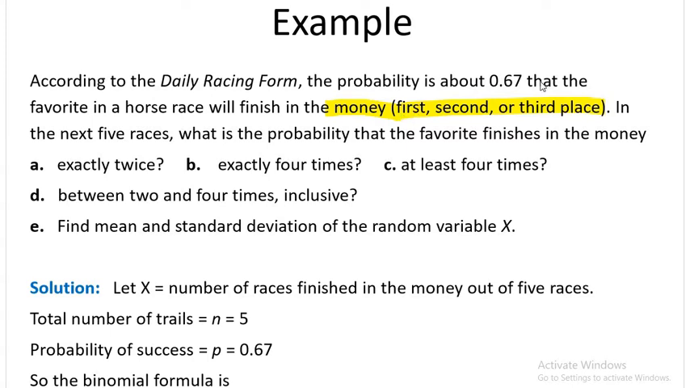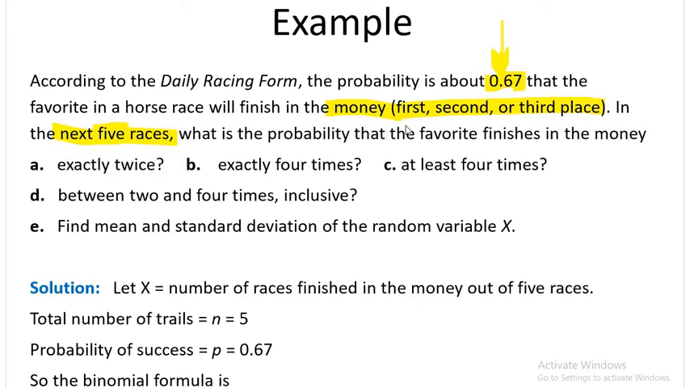So that's what they mean: a typical horse ending up in the money means he gets first, second, or third position. The probability is 0.67. In the next 5 races, these are the number of trials. I am considering 5 races, so this is your n.